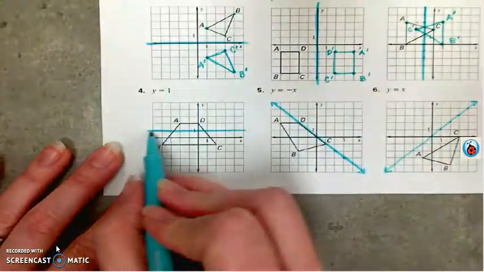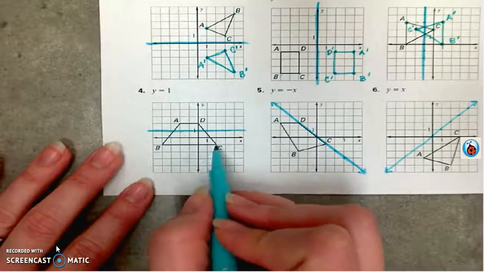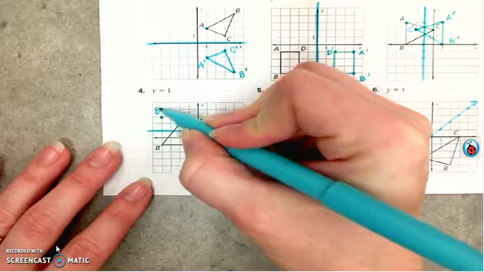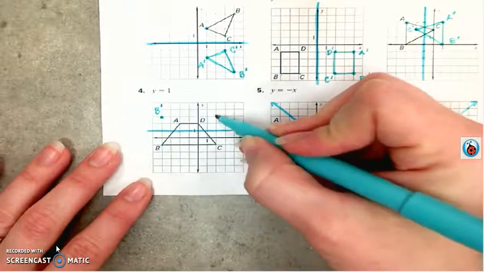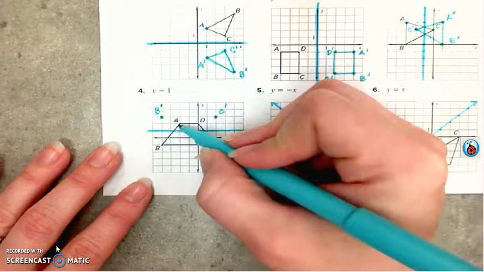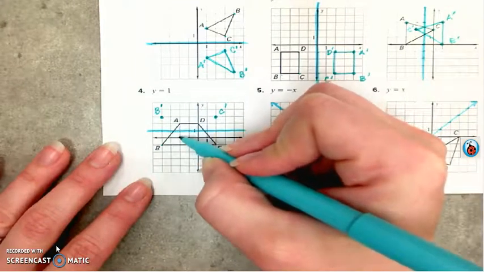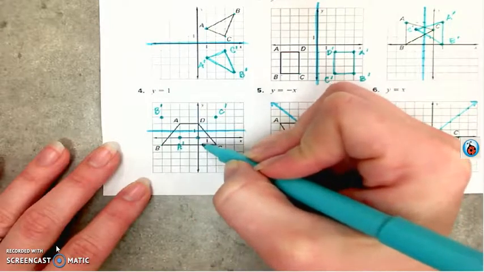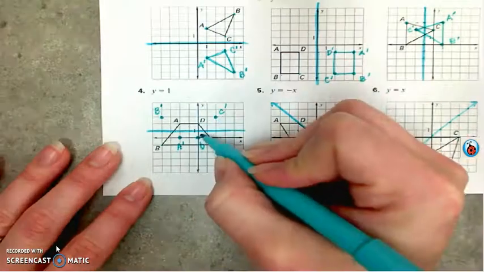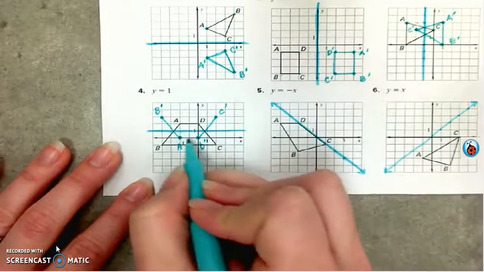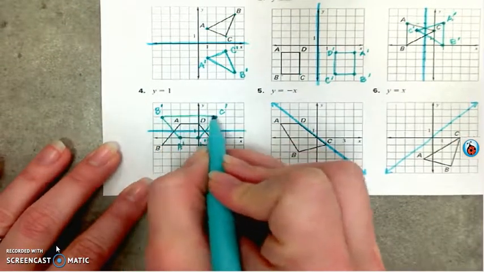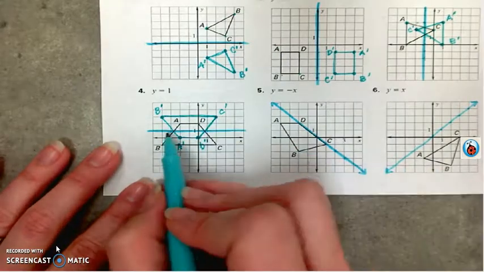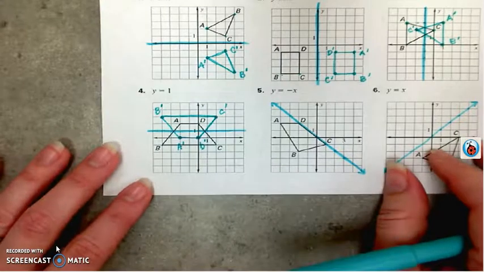So anything above the line reflects below, anything below reflects above. So maybe I'll just start with B and C. A was only 1 unit above the line, so only 1 unit below. Same for D. You'll be able to tell if you messed up because you won't have a congruent polygon. But I think that looks okay. Looks like it got folded on the line y equals 1.